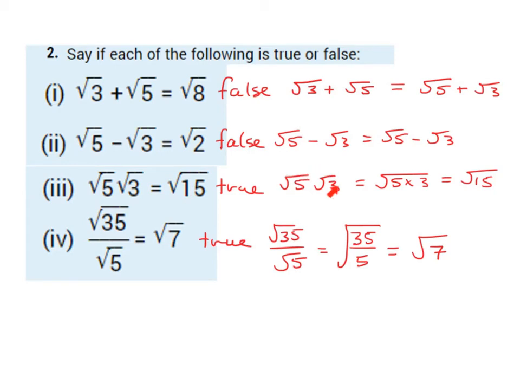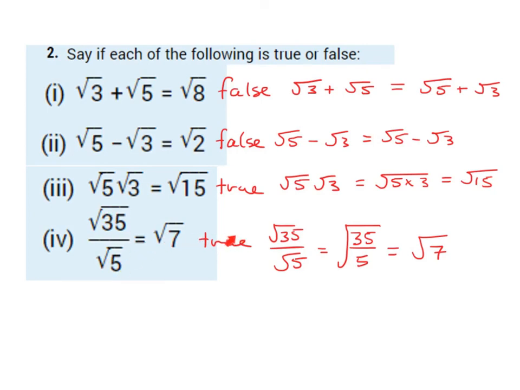So root 5 stuck onto root 3 means root 5 multiplied by root 3, which gives us the square root of 5 multiplied by 3, which is the square root of 15. And in the same way, it works for dividing. So root 35 divided by root 5 gives us root 7, because 35 divided by 5 is 7.